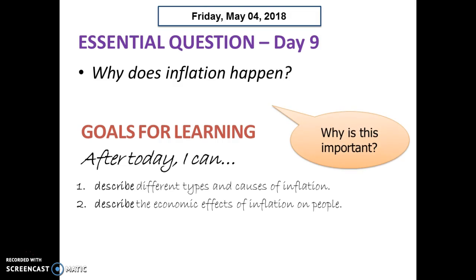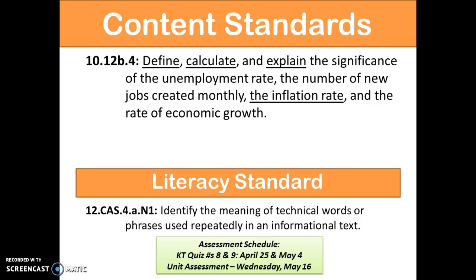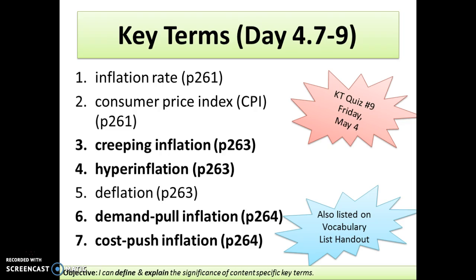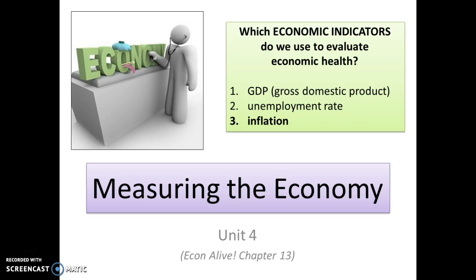Big question, why does inflation happen? We're going to describe two types and causes of inflation, then the effects of inflation on people. This ties in with our last standard key terms quiz on May 4th, and our unit assessment will be on May 16th. These are the last key terms that we're going to look at today, the ones in bold. Creeping and hyper are two types of inflation, and our two causes are demand pull and cost push inflation.